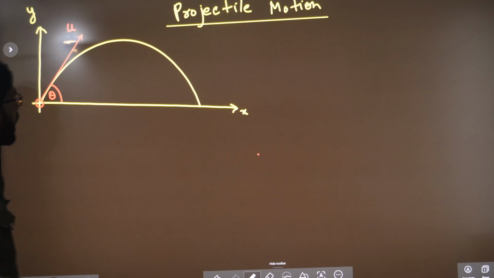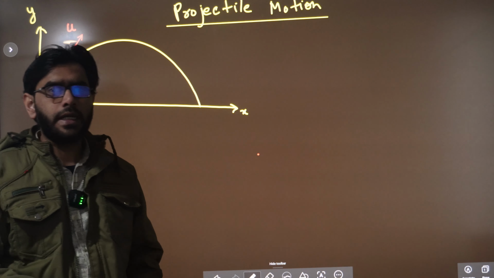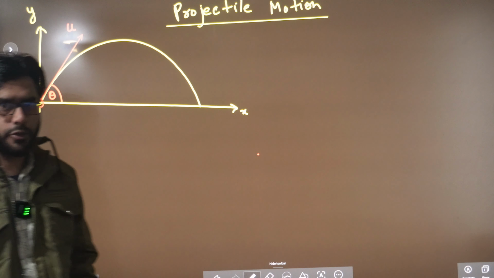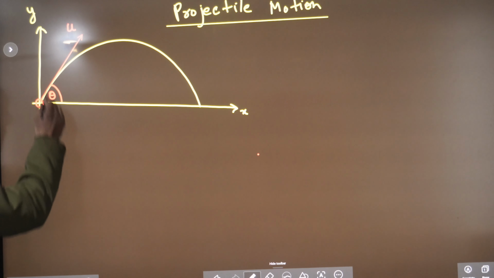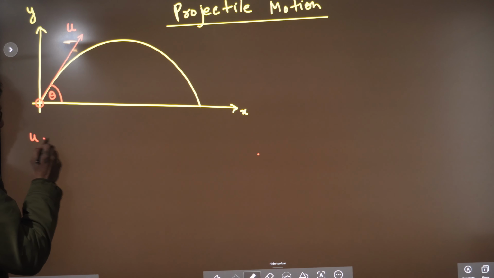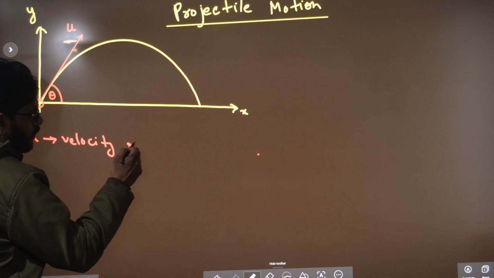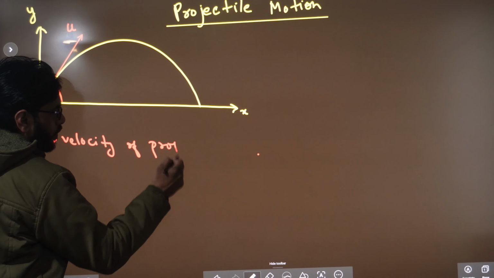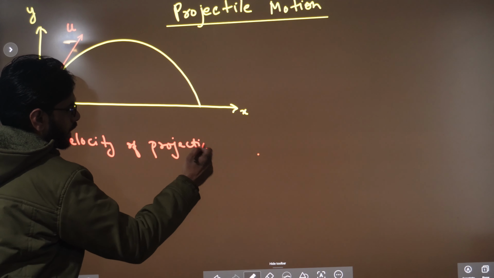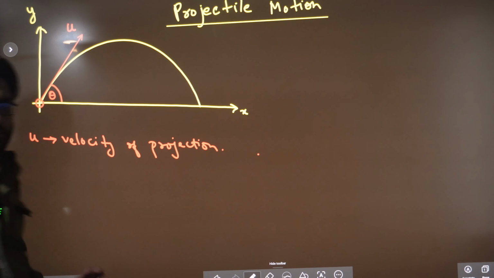What are the terms given here? U is the velocity of projection. Theta is the angle of projection, which is the angle made with the horizontal. So U is the velocity of projection. Theta is what? Angle of projection. It is the angle made with the horizontal.